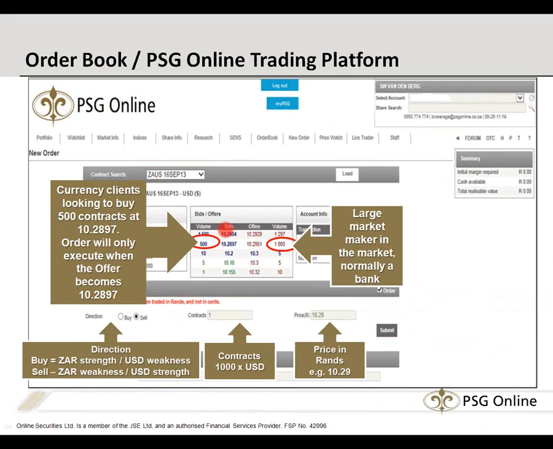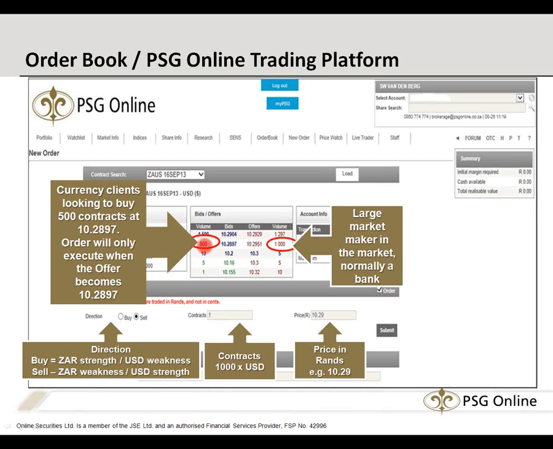But let's talk about the bids and offers here. This second line here, remember most of the market players when it comes to currency futures are the big banks. Okay, they are the main players. But yeah, let's look at this here. Remember this volume, that is the number of contracts. So here we're talking about 500 contracts that is being bid at 10.2897.